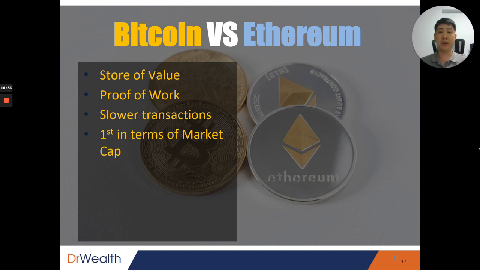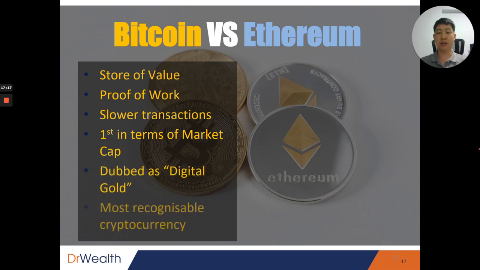But because Bitcoin is the first cryptocurrency out in the world, it's also the biggest in market cap, where all retail and institutional investors will be the first to enter into cryptocurrency investing. They will definitely be the first to buy Bitcoin, before they expose themselves to the other cryptocurrencies. It's also dubbed as digital gold, because it's the most recognizable cryptocurrency.